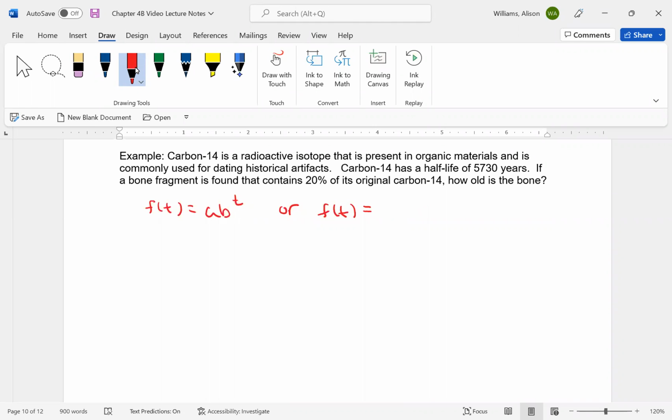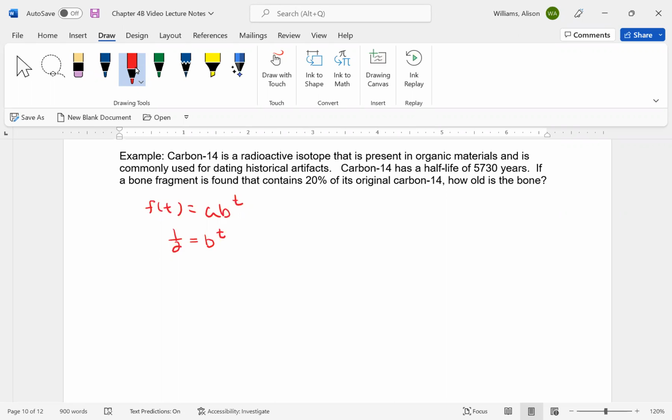We're going to stick with the formula we've been using just because we're used to this formula. We're going to use the 1/2 b to the t. But in this case, I am going to use the 1 plus r version, because if I'm interested in figuring out how old the bone is, it's going to be useful to know the annual decay rate of carbon-14. So I'm going to need to find the annual decay rate real quick for carbon-14, and then I will use that information to figure out how old this bone is.